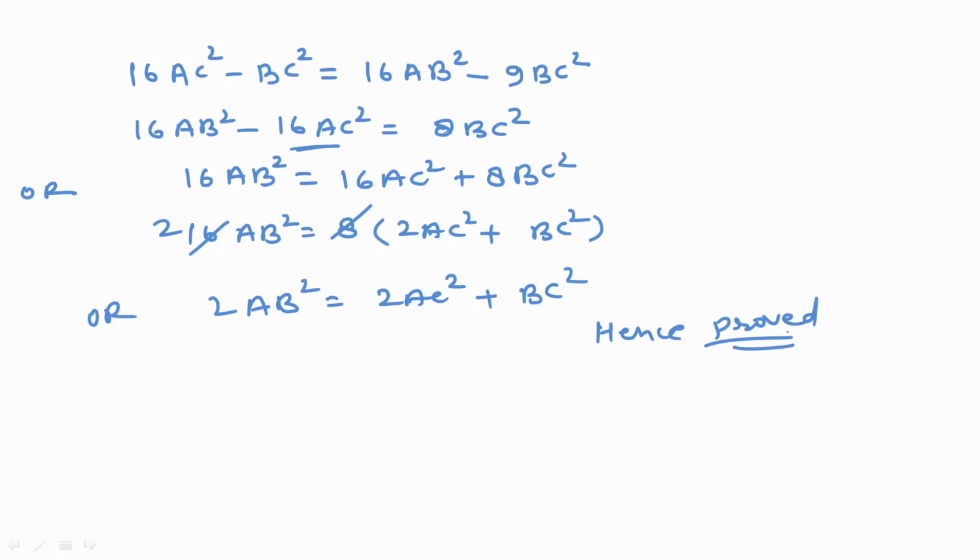Now see the question number 15. The question number 15 is, in an equilateral triangle ABC, D is a point on side BC such that BD is equal to 1 by 3 BC. Prove that 9 AD square is equal to 7 AB square. So first draw an equilateral triangle. This is your equilateral triangle.